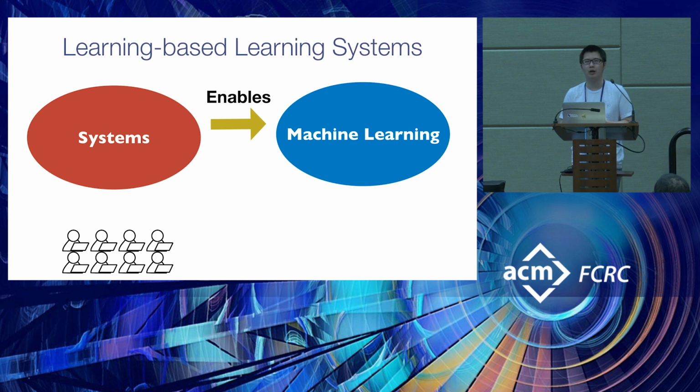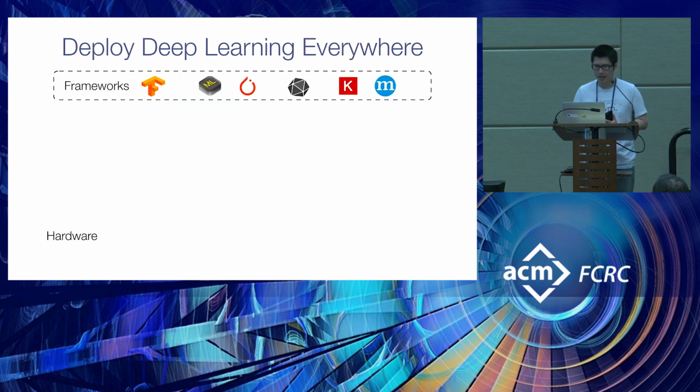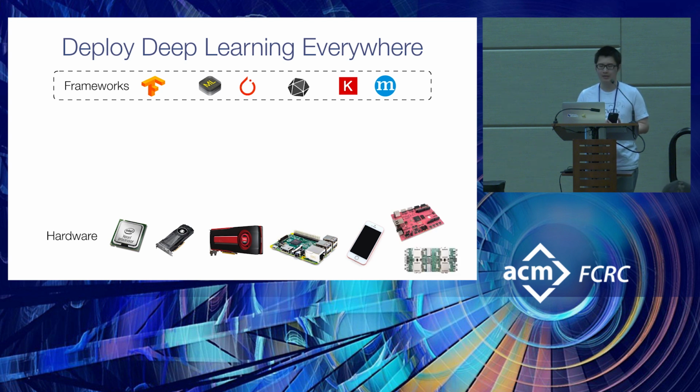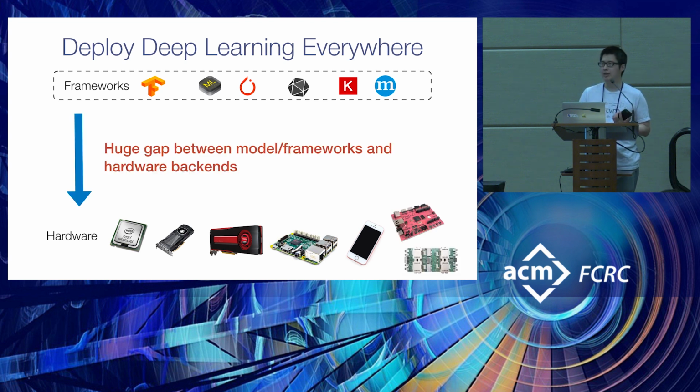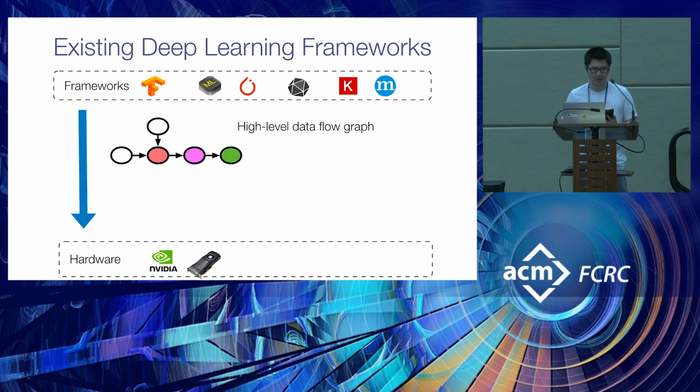We started to adopt a new paradigm called learning-based learning systems. The idea is that we want to use machine learning to optimize those systems, and as a result, we can spend less engineering effort to build those optimizing solutions. Our goal is to deploy machine learning onto all kinds of hardware devices, including your CPU, GPU, mobile devices, and specialized accelerators. And there's a huge gap between these two. So before we talk about why you want this kind of automated solution, let's take a look at what existing deep learning frameworks do.